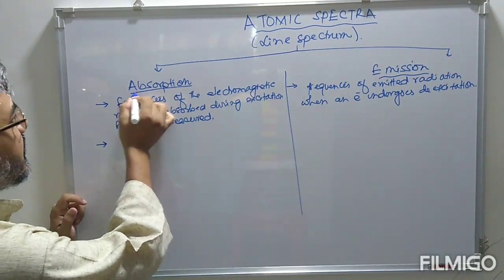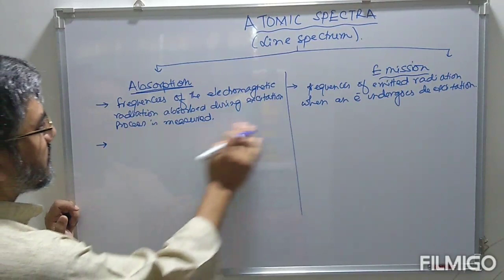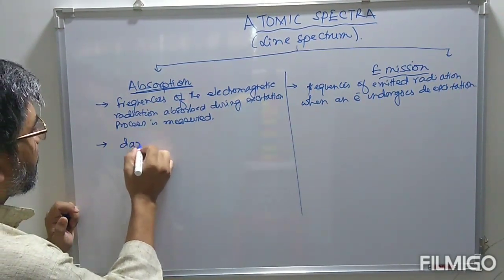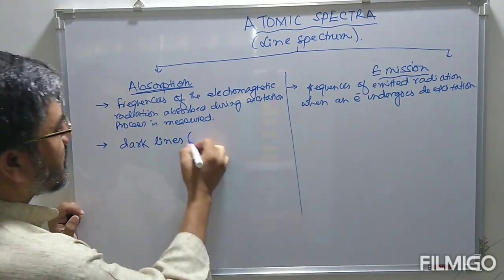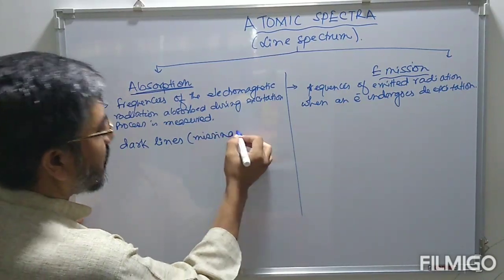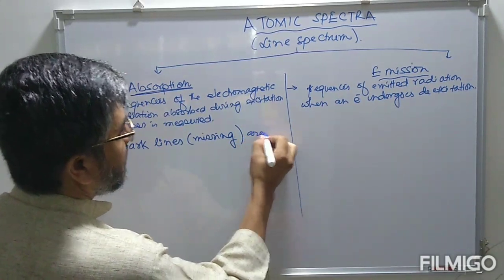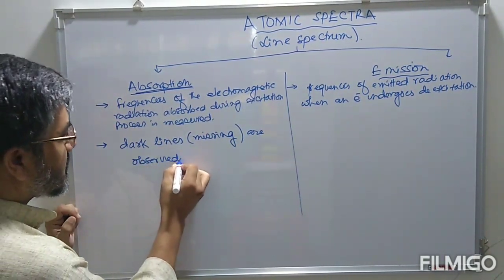So in this absorption spectrum, we have dark lines, meaning these are lines where the frequency is missing. Dark lines are observed.